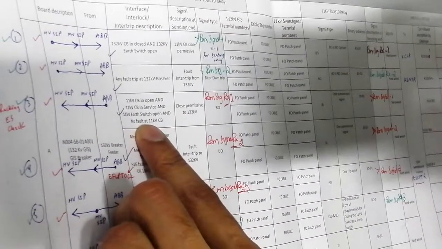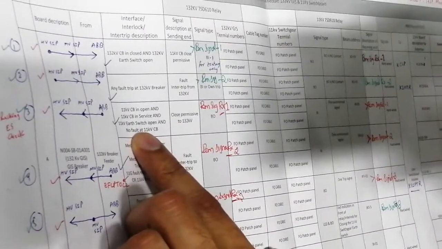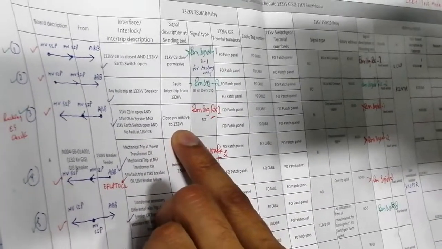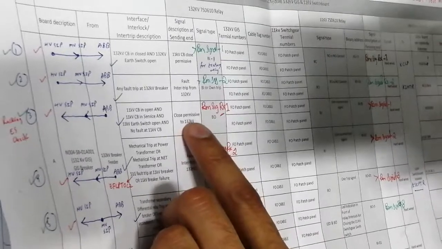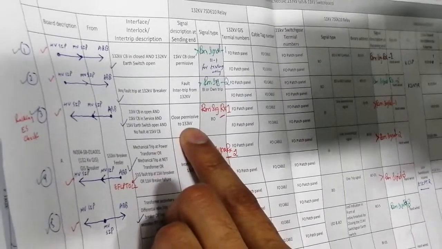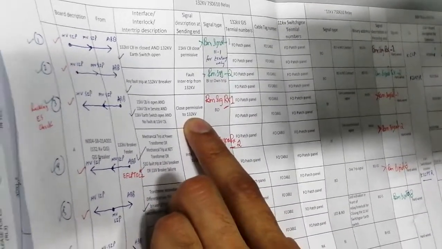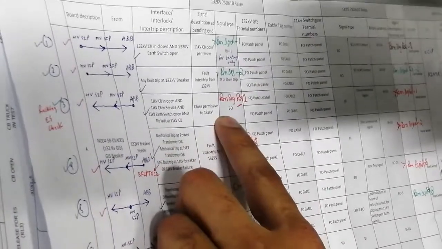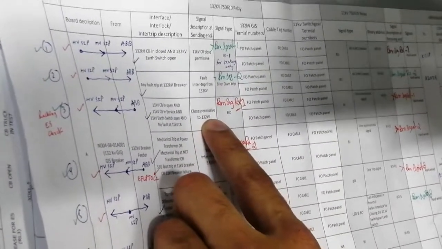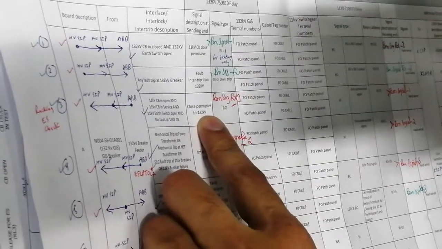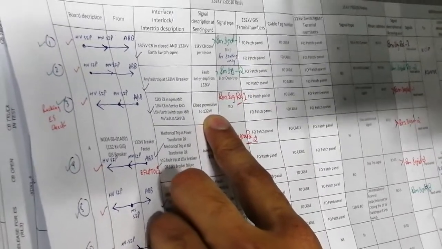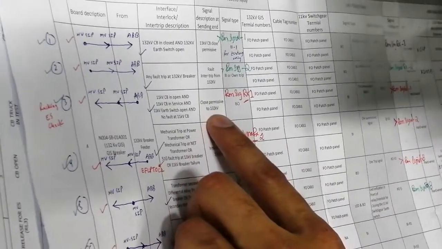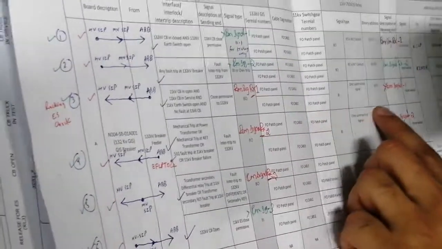on the 11 kV side, then the 11 kV Ciprotec relay will send a signal to 132 kV Ciprotec relay. What will be that signal? Close permissive to 132 kV. It means if these conditions are true on 11 kV side, then the 132 kV circuit breaker can close. So this is a signal from 11 kV to 132 kV. So this signal, close permissive to 132 kV side. Let's check the full loop of this signal.